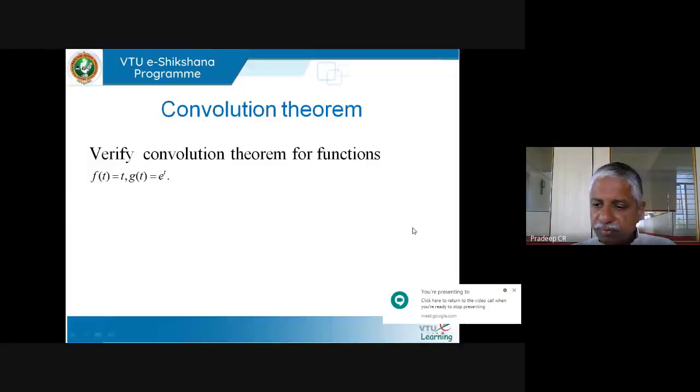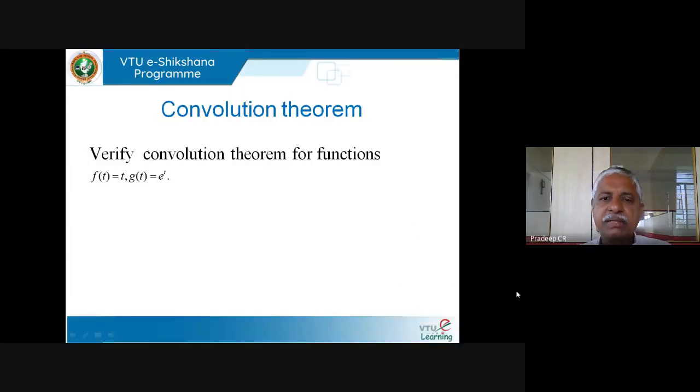So we will verify the Laplace convolution theorem for simple functions, not as simple as two polynomials, slightly more complicated ones. So here it is. This is how typically a question in your examination will come. Verify convolution theorem for functions f(t) equal to t and g(t) equal to e power t. That means these are the two given functions, f(t) is t and g(t) is e power t. I want to verify the convolution theorem for these two functions.